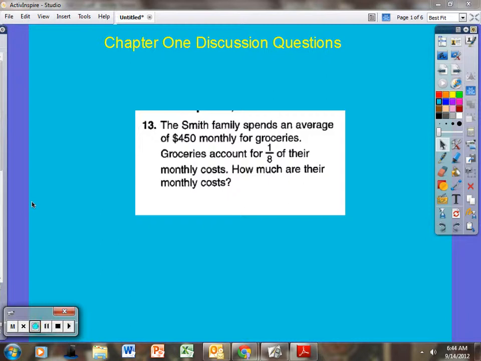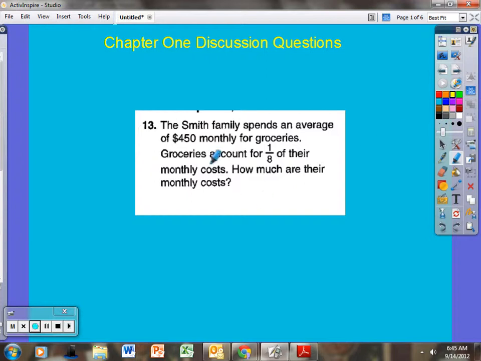So looking at this, the Smith family spends an average of $450 monthly for groceries. Groceries account for 1/8 of their monthly costs. How much are their monthly costs? So again, we have to start thinking to ourselves, what is this question saying? What's the words? What's the verbiage?